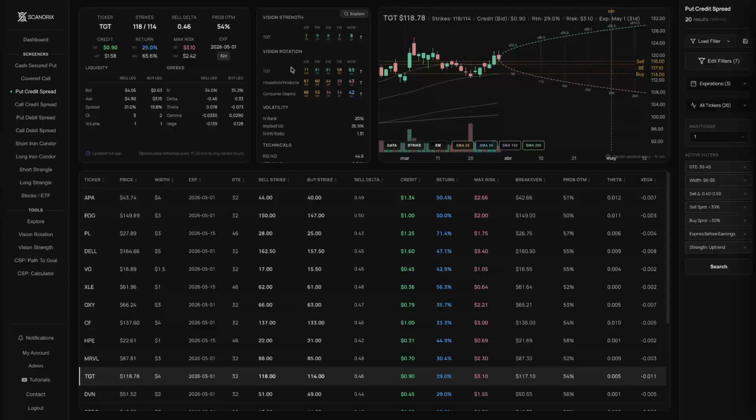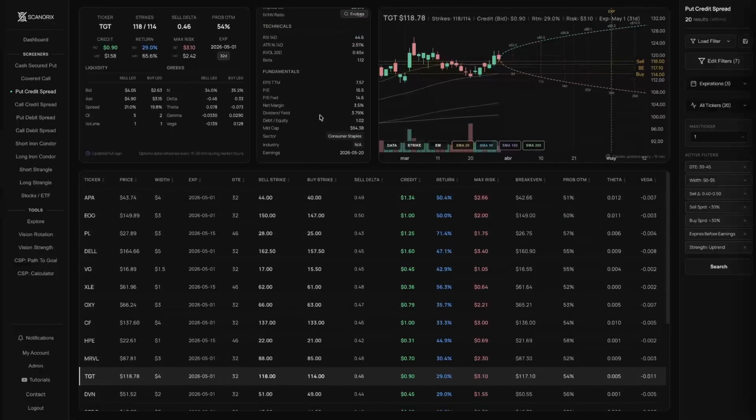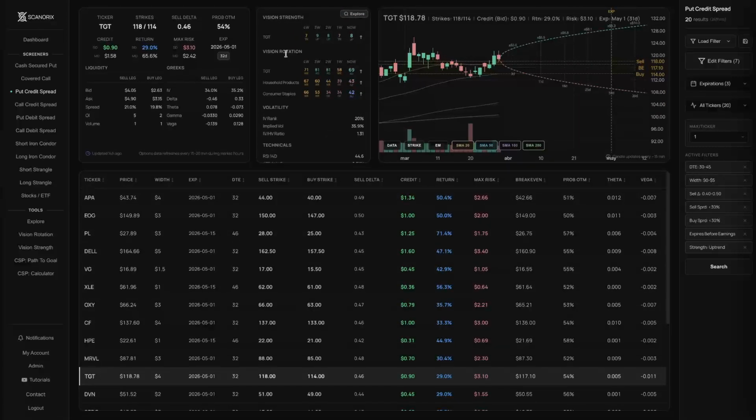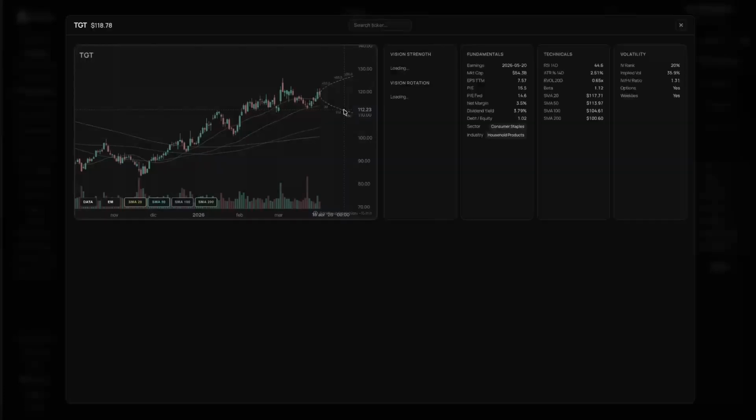I can do a review directly without leaving the Vision Strength screen to see how it is. I could also check, or I can check, Vision Rotation to see how the sector it belongs to is doing. In this case, Target. And well, I can also check in this same box all the fundamental parts, right? Just like if I click the button I find here called Explore, I can look deeper into Target and its competitors. Let's check it this way.